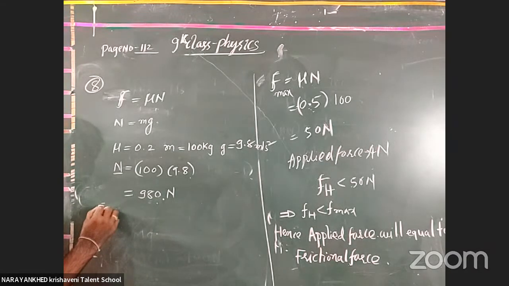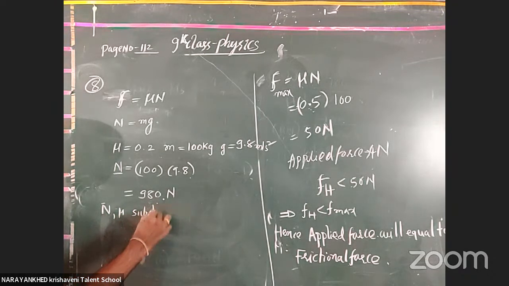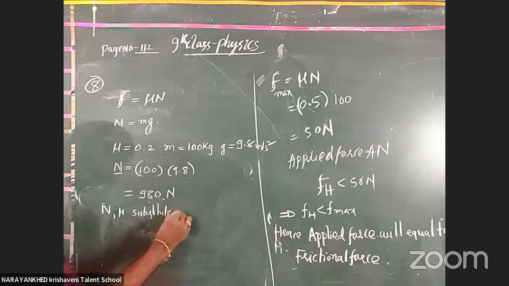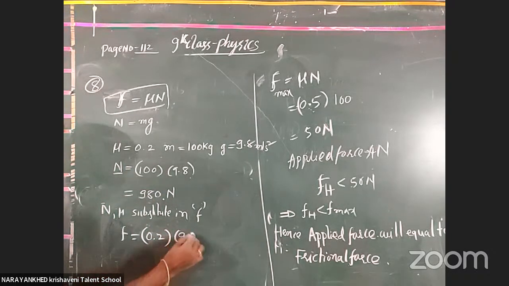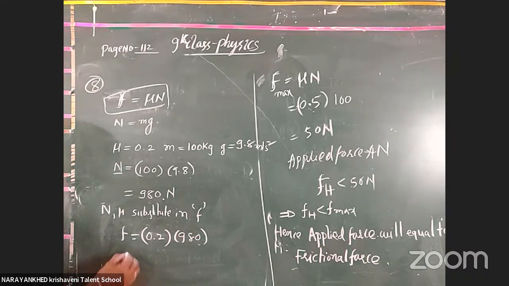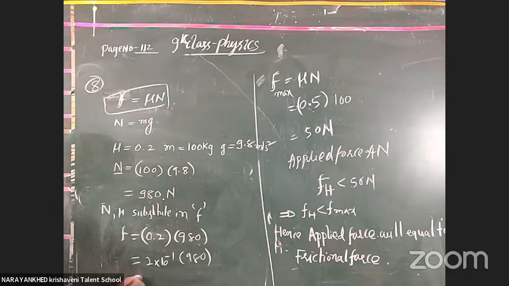Yes, what is that? Capital N, comma, mu, substitute in F, small f. Okay, now F is equal to, what is the mu value? 0.2. What is the N value? 980. It is 196 or not? Okay, clear or not? It is also written as 2 into 10 to the power of minus 1.